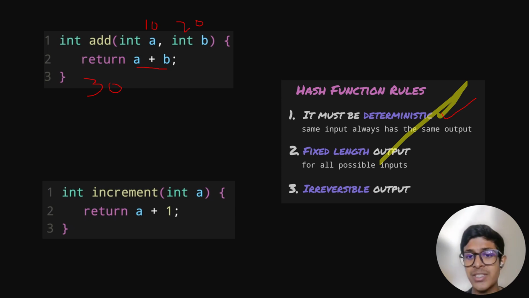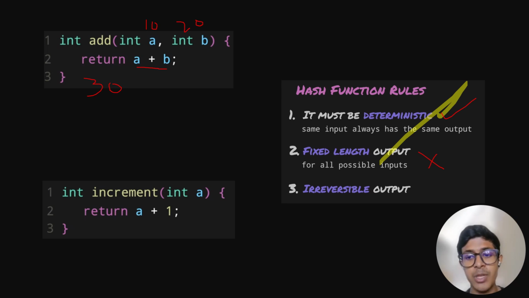Now, the next property is fixed length output, and this is where both of them fail. If we pass 10 and 20, we get an output of 30. But if we pass 100 and 200, we get 300 as the output, which is not of the same length as the previous output, so it is not a fixed length. And in the increment function, we can see that if we give 10, we get 11, and if we give 100, we get 101. So both ways, we cannot keep the length fixed.